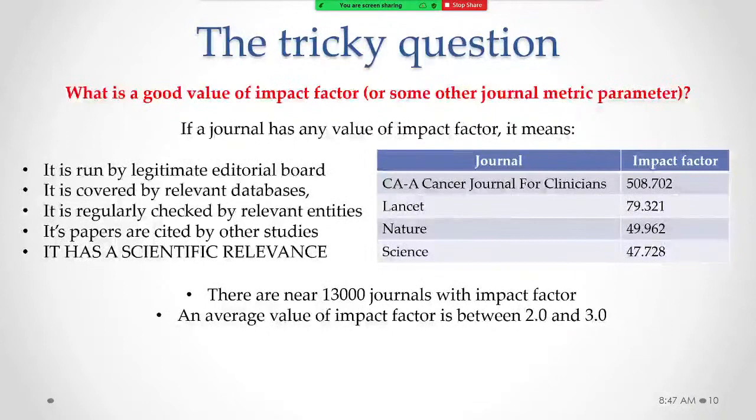But most of the journals have impact factor values lower than 10. So I stick to this number here, between 2 and 3, and I say to my students and young researchers, the first condition is to publish a paper in a journal which has any value of impact factor, because that means that the journal has scientific relevance. In my academic area, my primary area is computational material science, if you publish a paper in a journal with an impact factor whose value is 2 or 3, it is a good result. It is a very good result, actually.